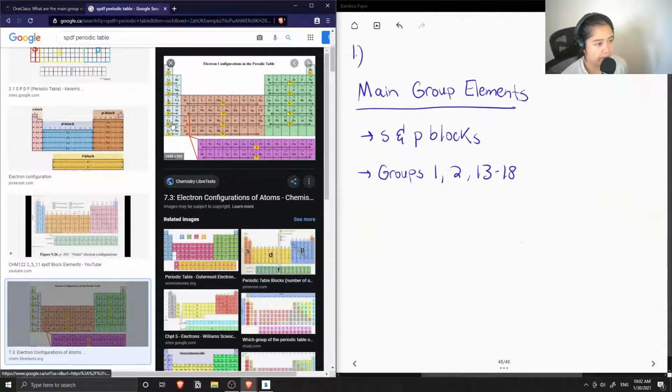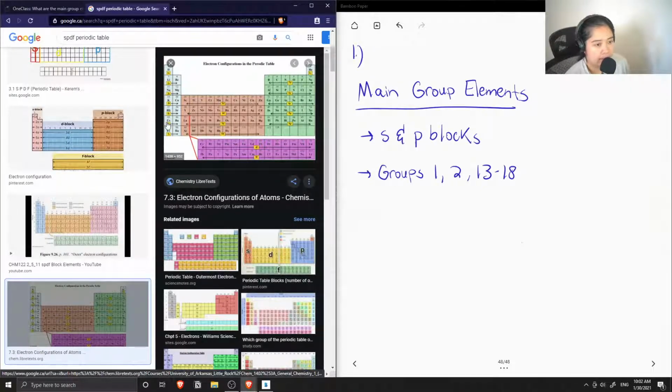If we pull up the periodic table, the main group elements would be hydrogen, lithium, sodium, and all the way down, so the alkali metals, and then the alkaline earth metals such as beryllium, magnesium, calcium, and so on, not including the noble gases, but also the P blocks. So carbon, nitrogen, oxygen, fluorine as well.